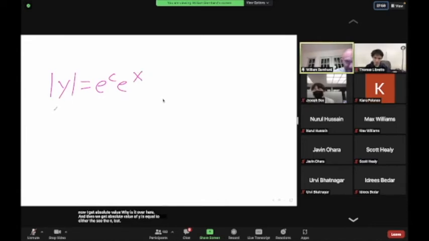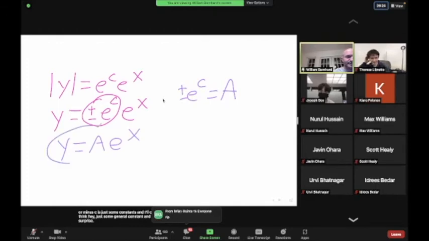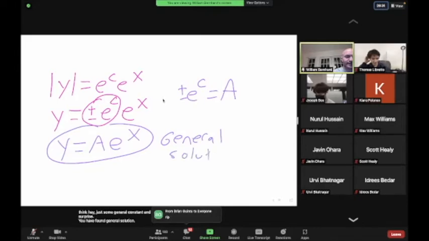But if we want to solve for y, to get rid of the absolute value, it's plus or minus e to the c, e to the x. But here comes the best part. Plus or minus e to the c is just some constant that I'll call, I think, a, just some general constant. And surprise, surprise, you have found the general solution. Now you're going to scratch your head and say, oh, darn, I should have known that anyway. y equals a e to the x is the solution.